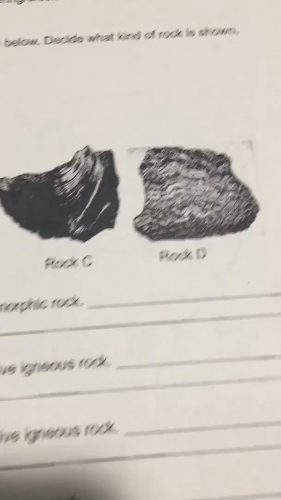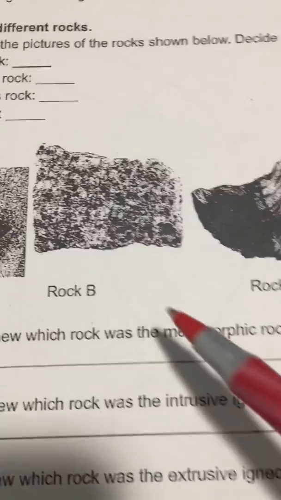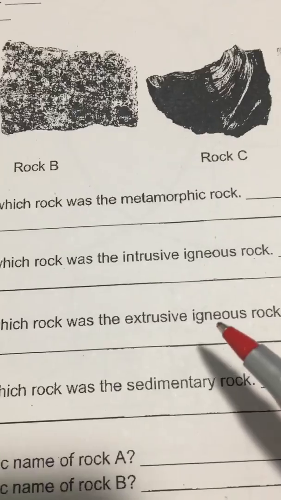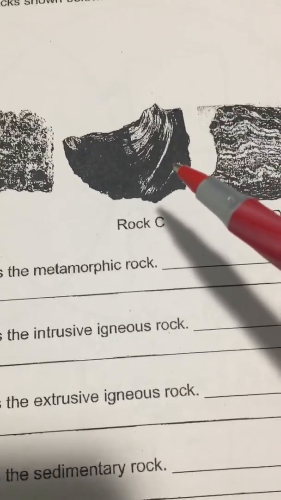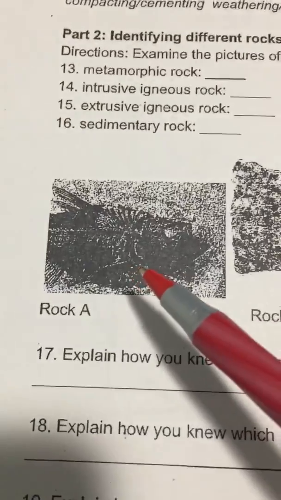So question 17, explain how you knew which rock was metamorphic. We said rock D was metamorphic because it had those layers that were bent and wavy. Explain how you knew which rock was intrusive igneous rock. That would be rock B because of the speckles and different crystal colors that you see with it. Which rock was extrusive igneous rock? That would be rock C because it's glassy and cooled off very quickly, so it did not have any crystals. And then how did you know which rock was sedimentary rock? That would be rock A because it's got the fossil in it. That tells you it's sedimentary.